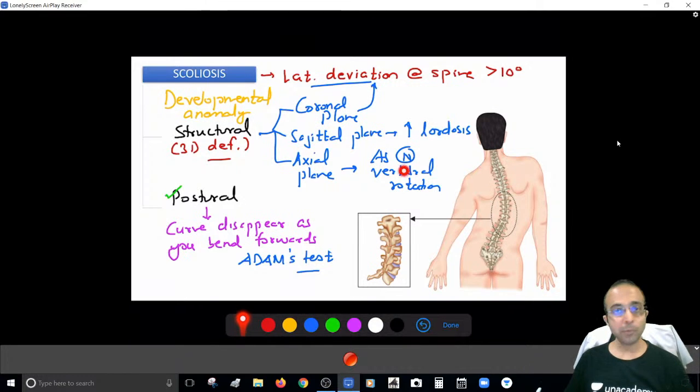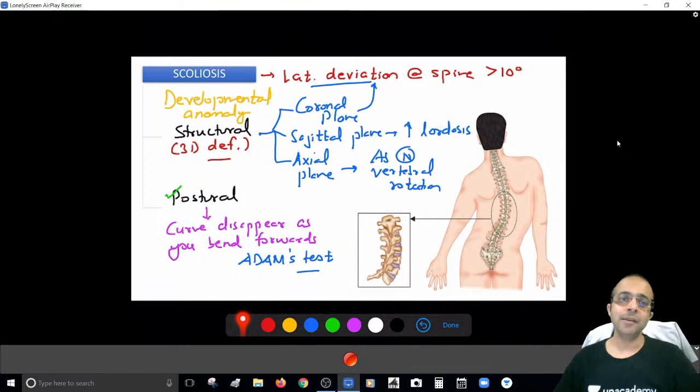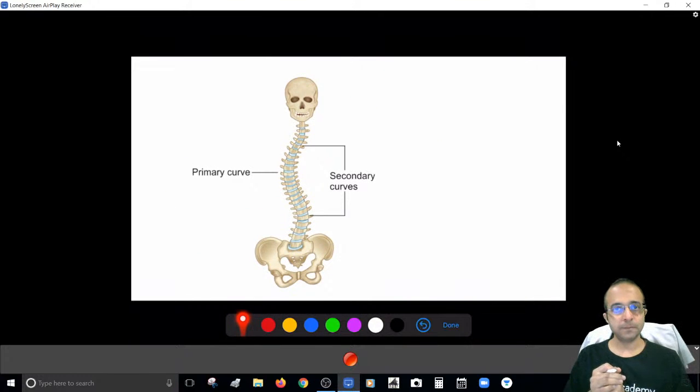They are rotated abnormally. There's an increased degree of lordosis and there is lateral bending. All three are structural defects to call something scoliosis. Now, if someone has structural scoliosis, how would you classify or categorize which part of the spine is having the deformity? For this, you have to decide that this is the primary curve and these are the secondary curves. So, what is primary and what is secondary curve?